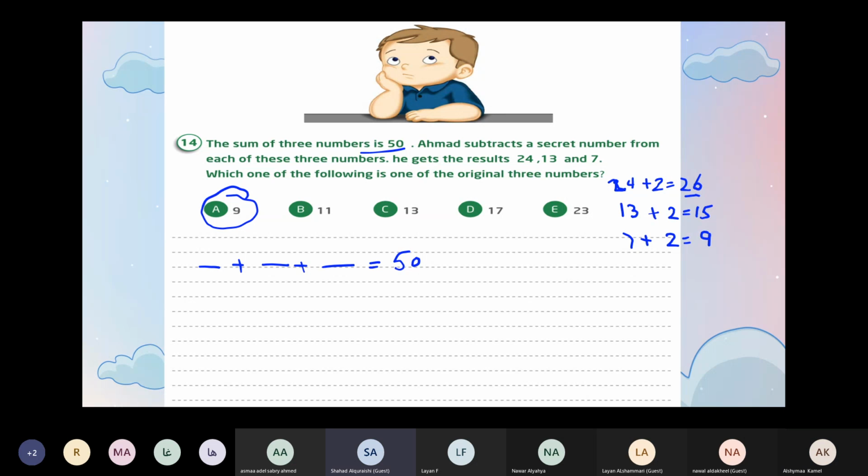I don't understand. I will say it again. Who said I didn't understand? Shahad. Okay.